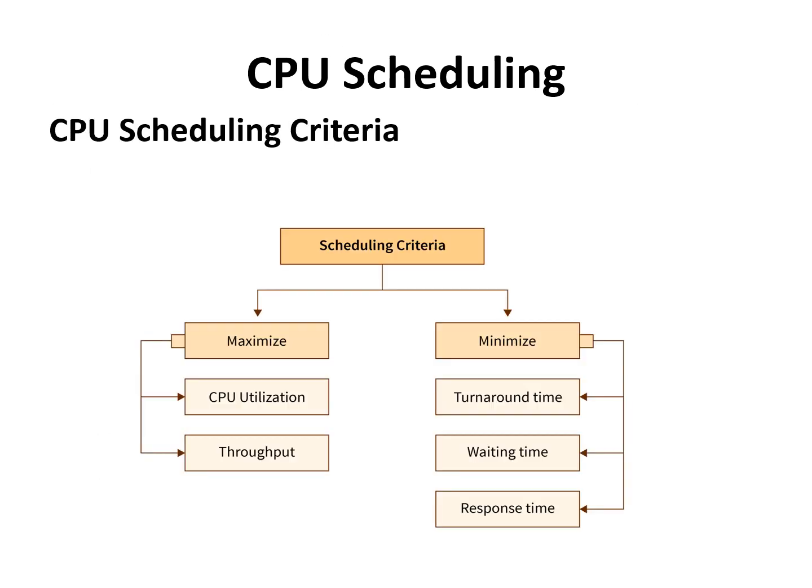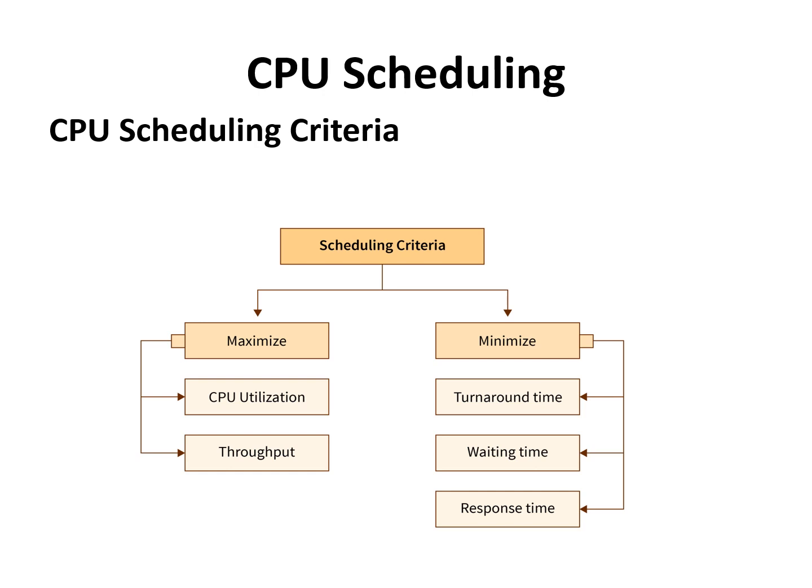Next, CPU scheduling criteria. What is criteria? There are two criteria for scheduling: one is maximize and the other is minimize. Some things we have to maximize, and some things we are going to minimize with the help of the scheduling.